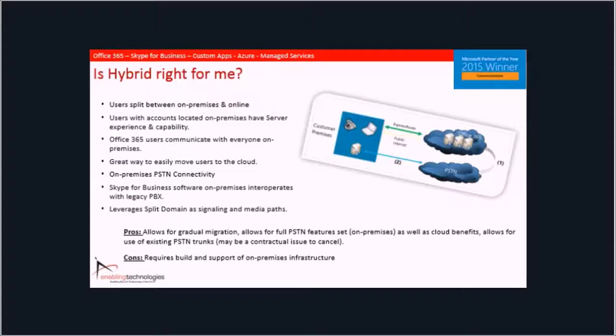Pros and cons of this model. Pros: it allows for a gradual migration. It allows for the full PSTN feature set via the on-premises server, as well as the inherent nimble benefits of a cloud solution with your users who've been moved up to the cloud. And it does allow, again, for the use of your existing PSTN trunks.